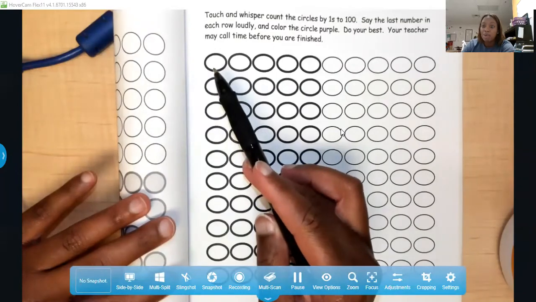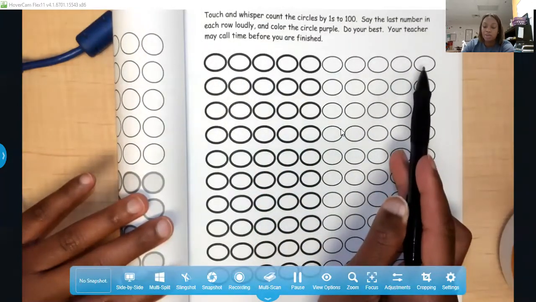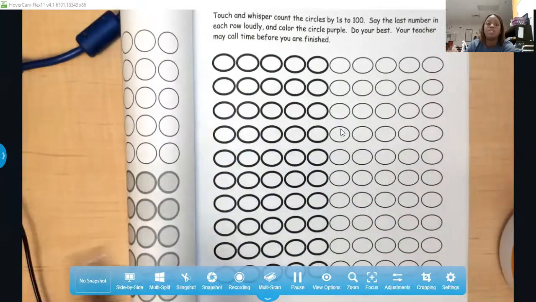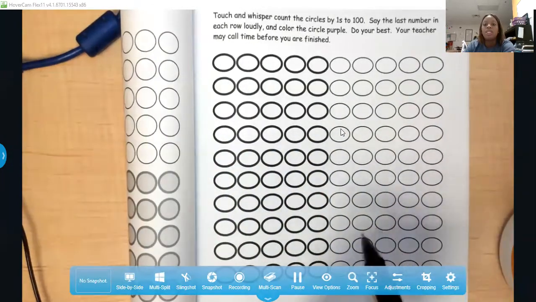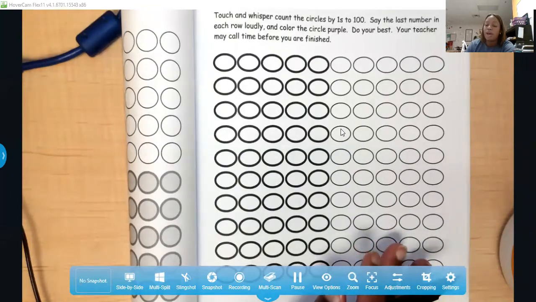Also, you can say them all out loud if that's easiest for you instead of just waiting until you get to the last one. Whatever gets you comfortable and gets you into the swing of being really solid on your hundreds, that is what we want. So whatever you have to do is what you need to do.